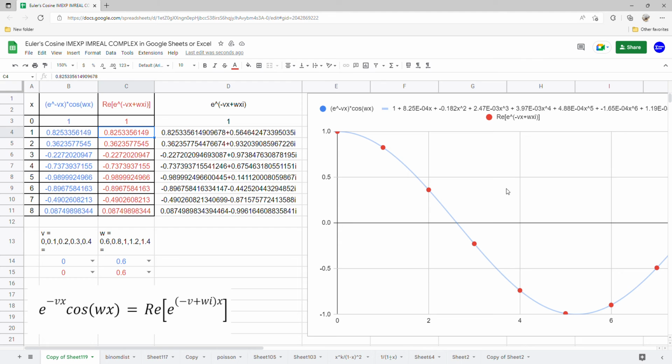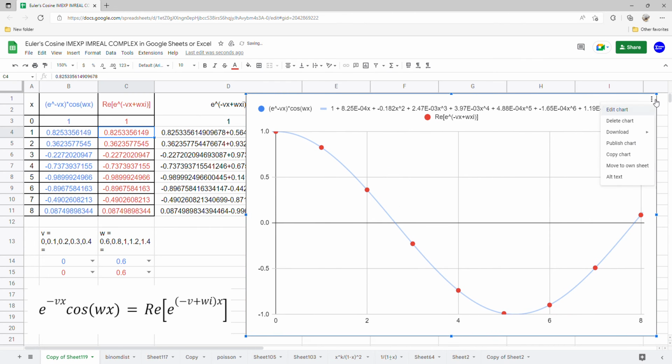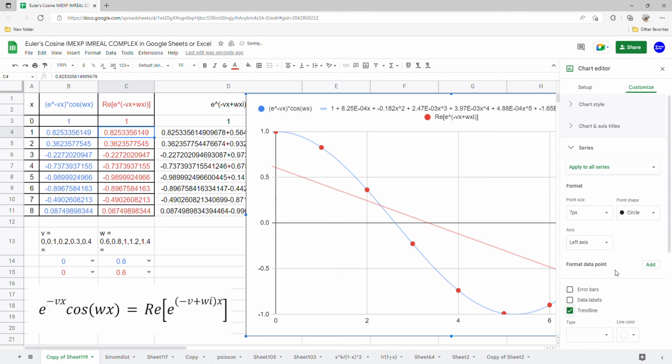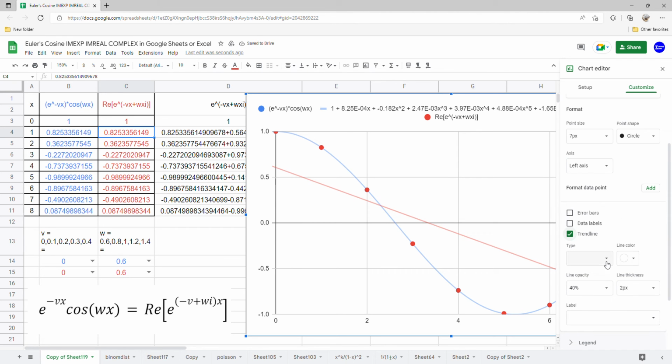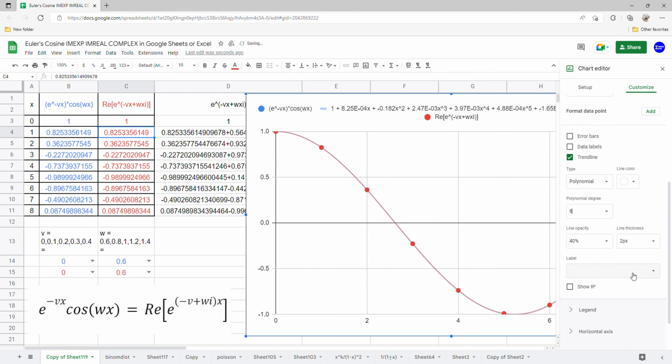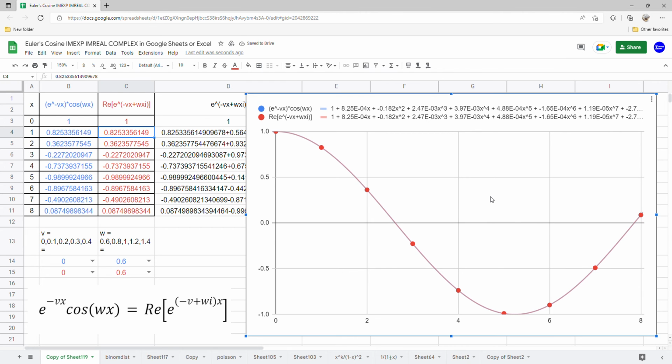Now we can complete the trend line. Show the trend line. The type polynomial. The degree also 8. For the label, use the equation. So here's the trend line and the polynomials.